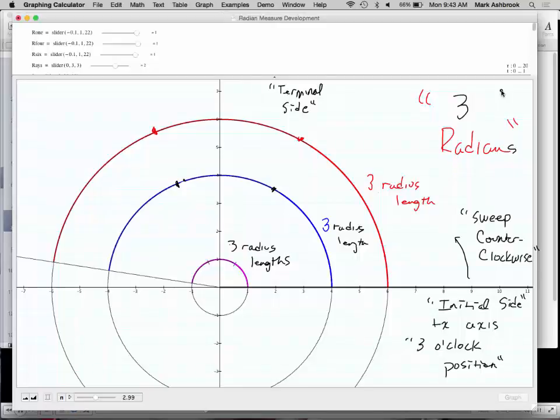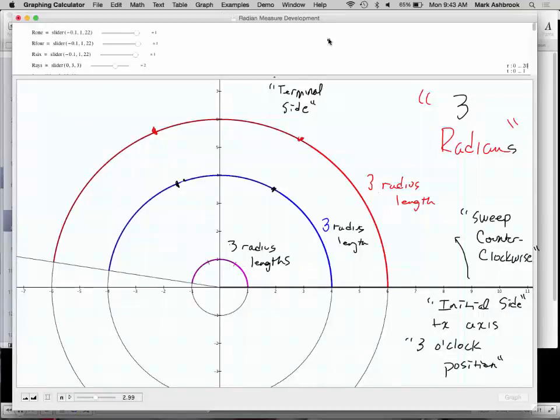So radius length is arc length. Radians is openness of the angle. Okay? So they're talking about 2 different measures, but their values are the same. That's where we get radians from. We get radians from how many radius lengths are cut off by the rays of the angle.